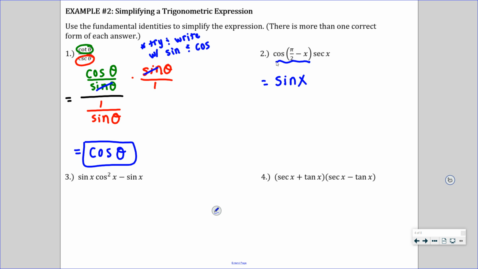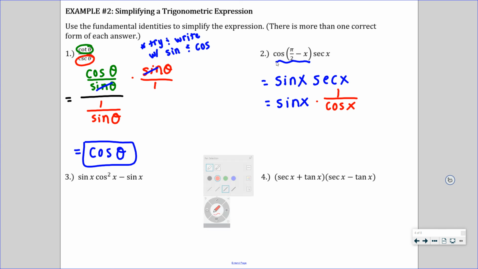So now I have sine times secant. And I'm like, okay, this already looks a little bit more simplified. But can we go further? Let's change secant to 1 over cosine. And then I get to here, which is the same as tangent.